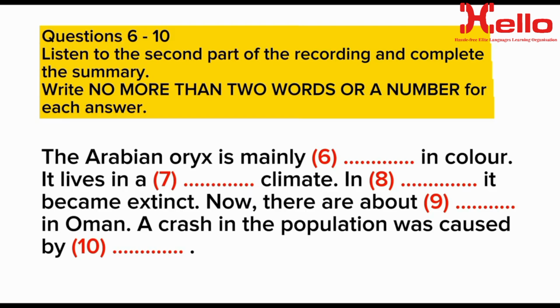Anyway, in the 70s, the population declined, and in 1972, the last wild oryx was shot and it became extinct in the wild. There were a few left in zoos in the United States where there was a captive breeding program. This was so successful that in 1982, a small population was reintroduced into the wild. Hunting of wild animals was made illegal, and there are now about 300 in Oman.